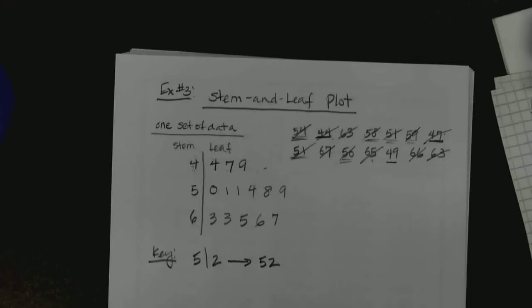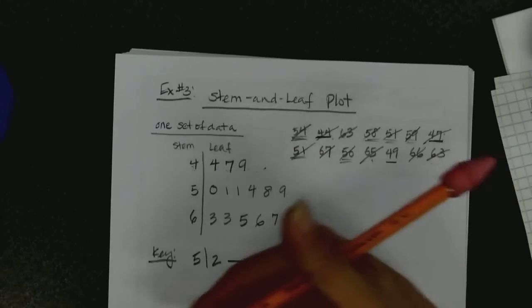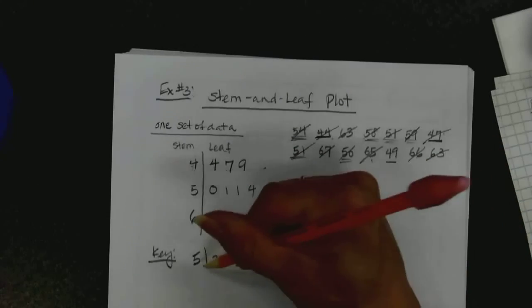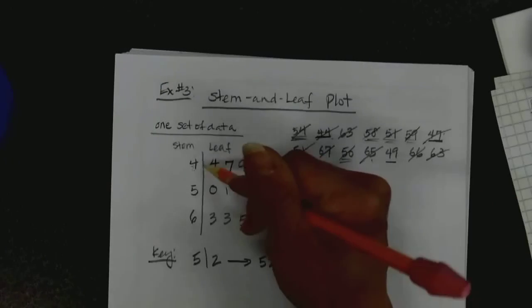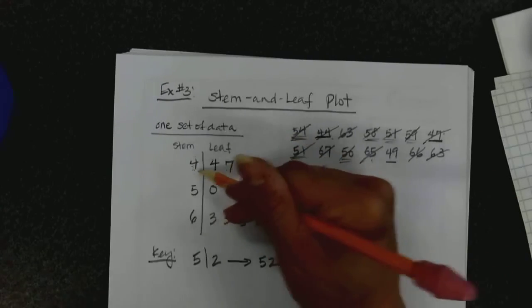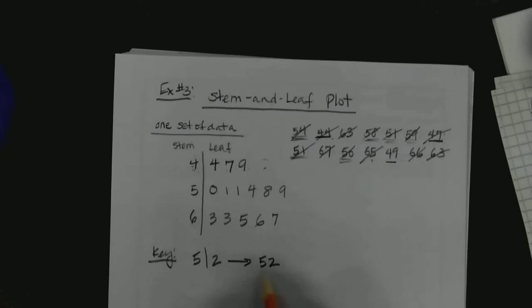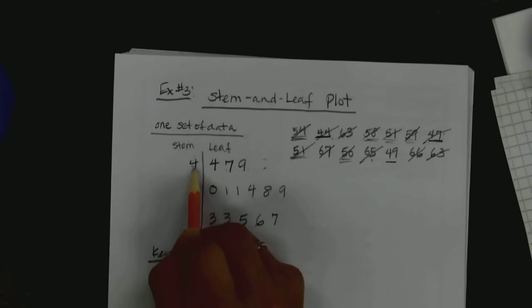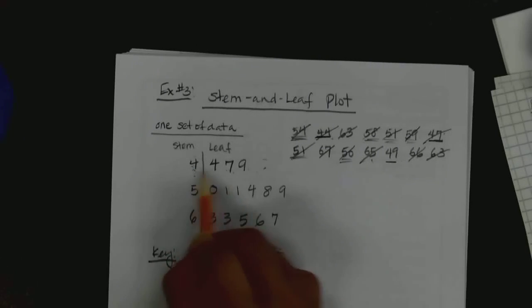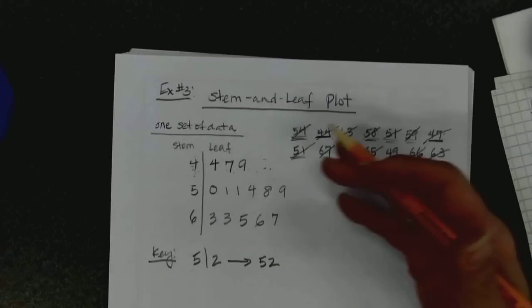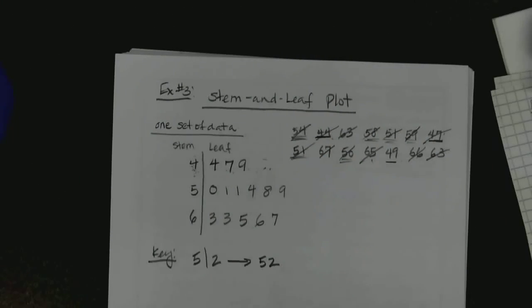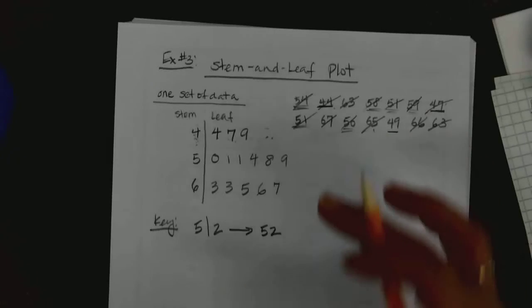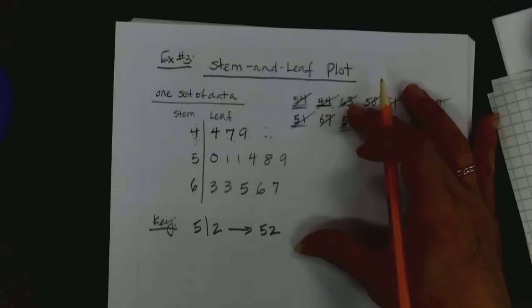That means 52 because it could be 5.2. If you put 5.2 there, then you read it as 4.4, 4.7, 4.9. Or if I made it 0.52, then you read it as 0.44, 0.47, 0.49. So the key is very important when you create your stem and leaf plot. Okay. Now this is for one set of data.